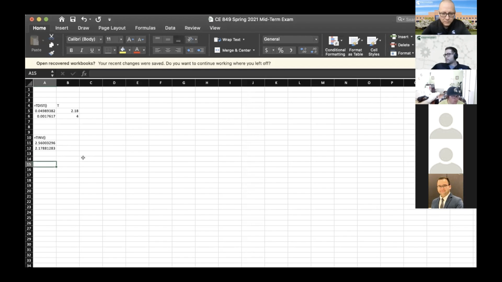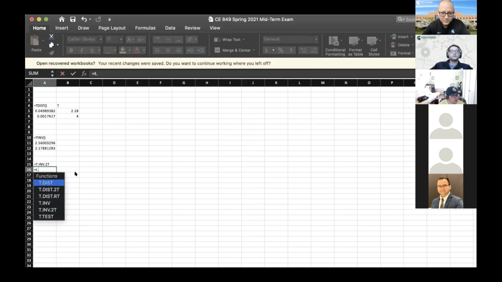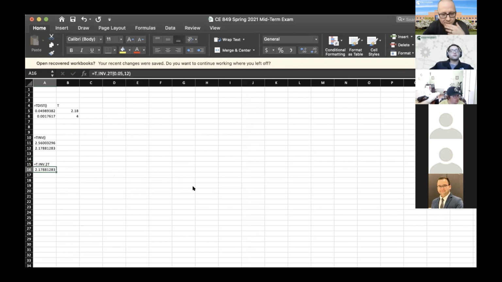So equal t inverse 2t, is that right? So Farish has just informed me, t inverse. Sure enough, look at that. So 0. Interesting. Okay. So there is a command that I was unaware of, but thanks Farish for that.